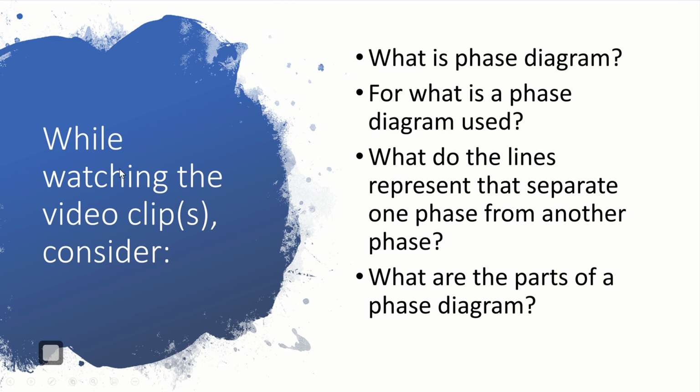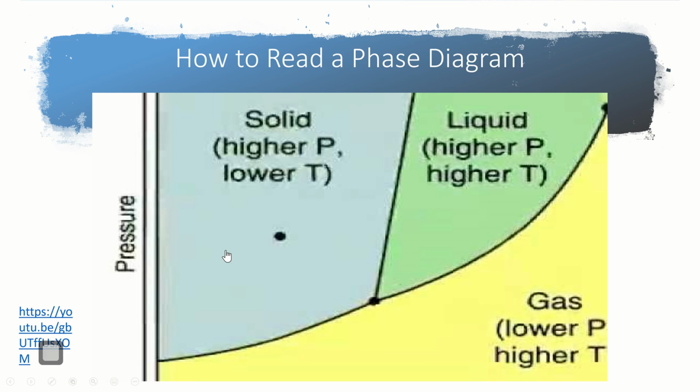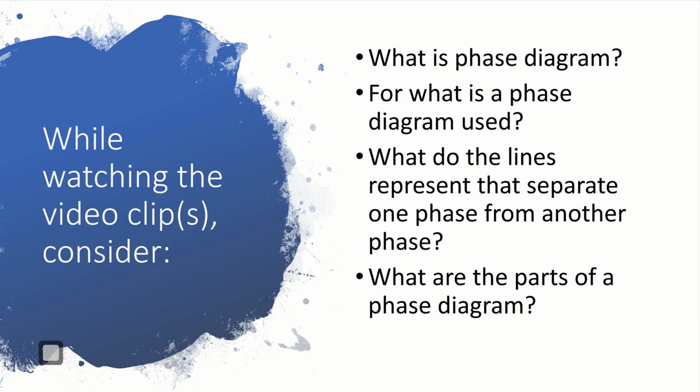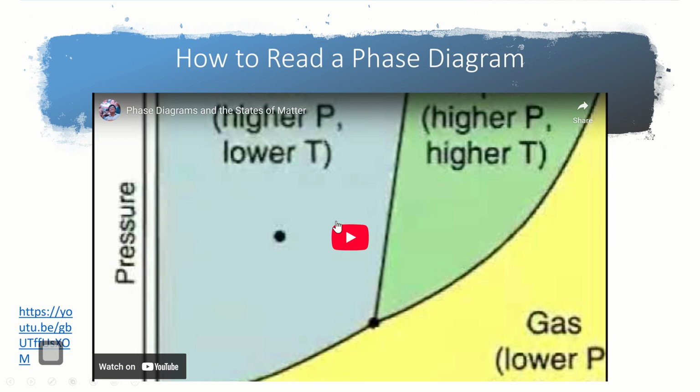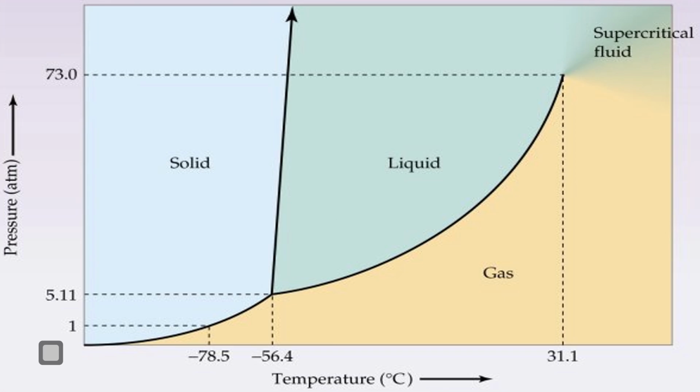So there you go. This says watching a video clip. There is a video that is attached to this presentation if you have access to it, so that you could watch somebody else doing it, but I'm going to do it. We're looking at what is a phase diagram? What is the phase diagram used for? What do the lines represent? What are the parts of the phase diagram? So here we go. Skipping all that. So I'm going to do it.